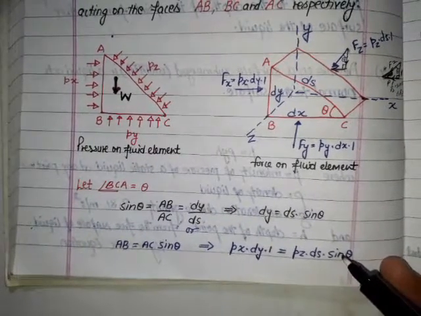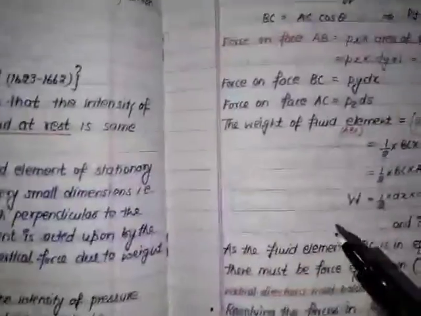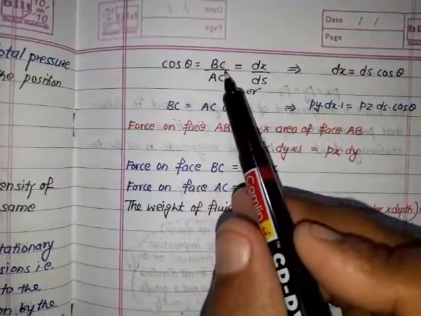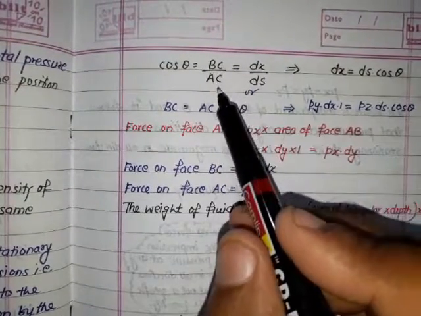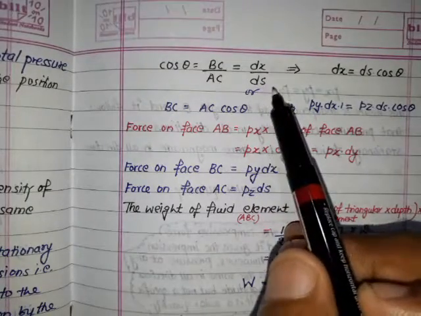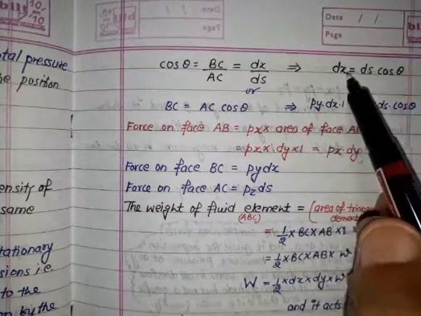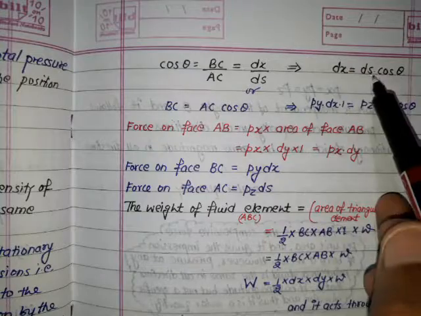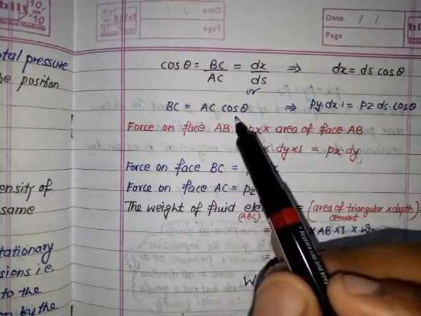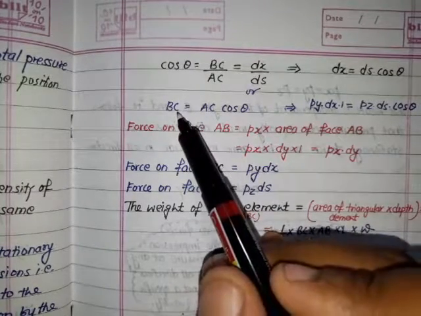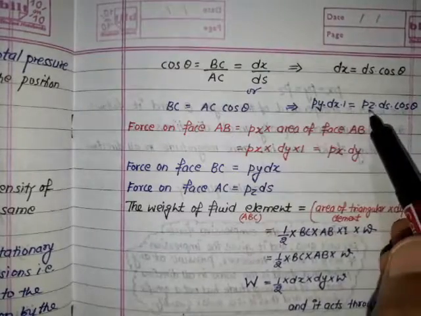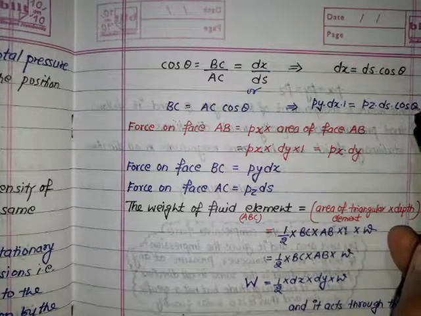Again, in terms of cos theta, cos theta is base BC upon hypotenuse AC, and the dimension of BC is dx and the dimension of AC is ds, so it becomes dx equals ds cos theta. And if we write BC equals AC cos theta, the force on BC, that is Py dx into 1, equals the force on AC, that is Pz ds into cos theta.